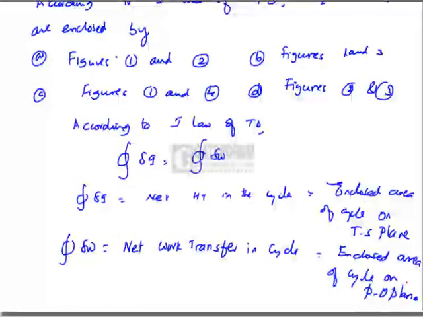Therefore, the answer could be given as figure 1 and 2, because they are having the same areas and both the cycles are running in the clockwise sense, which means the figures 1 and 2 are indicating the heat engine cycle, that is net heat transfer is equal to the net work transfer. Answer is A. Figures 1 and 2 should have the same areas according to the first law.